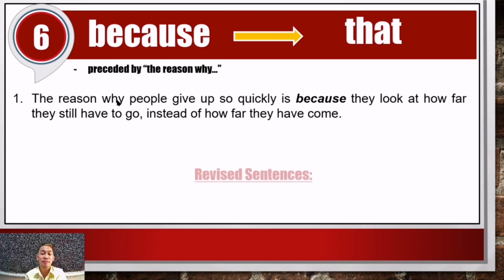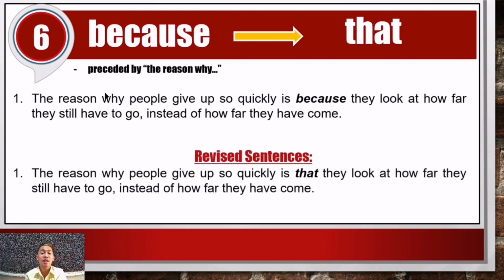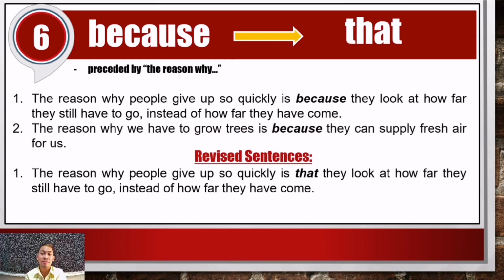So that would only mean that the revised sentence becomes the reason why people give up so quickly is that they look at how far they still have to go instead of how far they have come. Now that's also the same in the second sentence. You just need to replace because with that, because the word that should rename the preceding clause. So the reason why we have to grow trees is that they can supply fresh air for us.